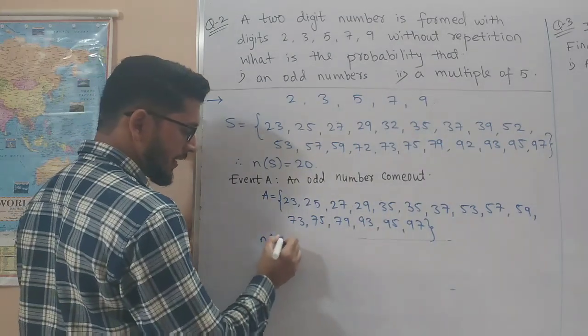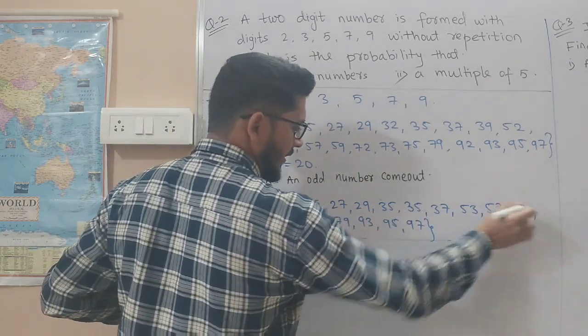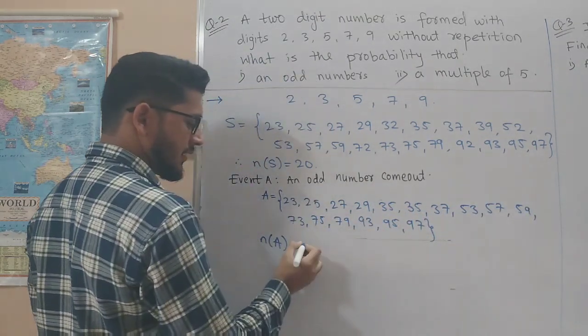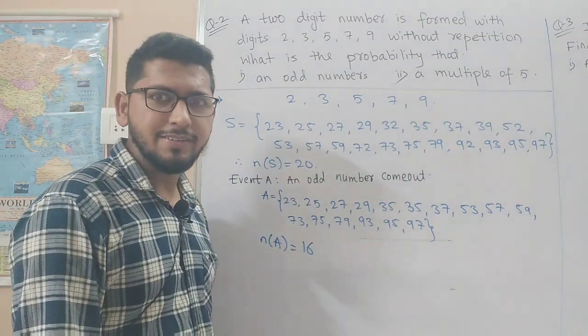So how many points are there? Count these: 1, 2, 3, 4, 5, 6, 7, 8, 9, 10, 11, 12, 13, 14, 15, 16. So how many sample points? There will be 16. So n of A is 16.